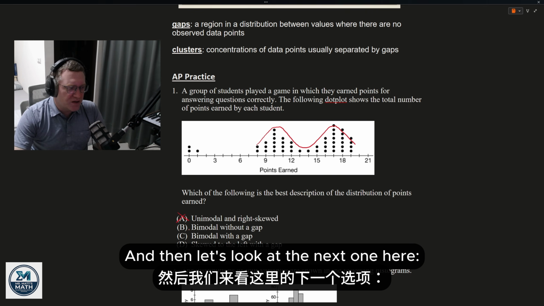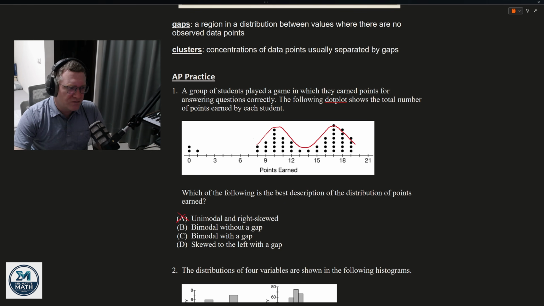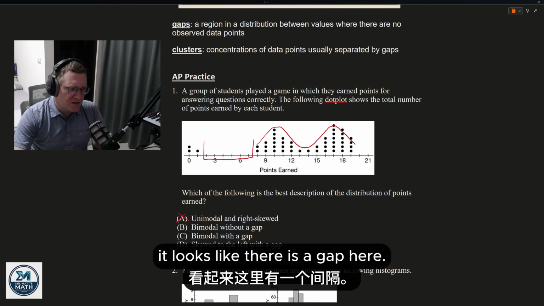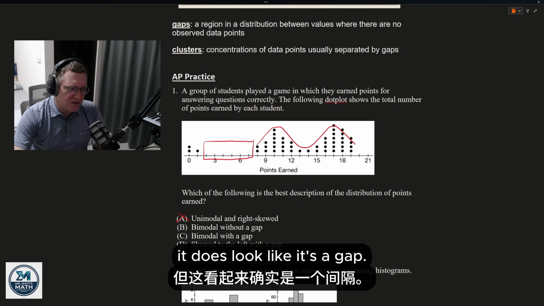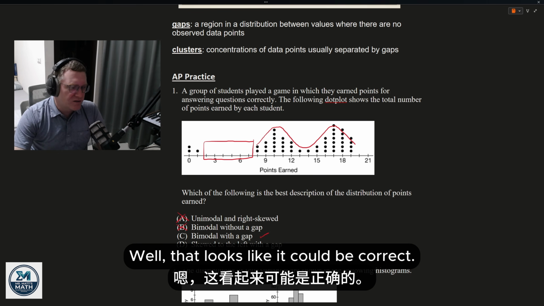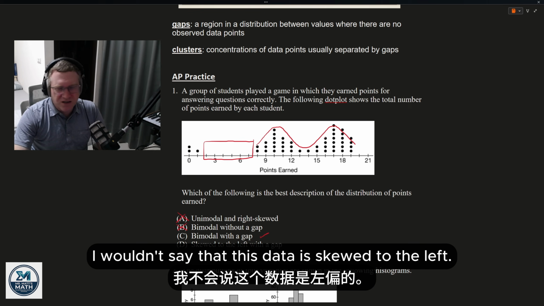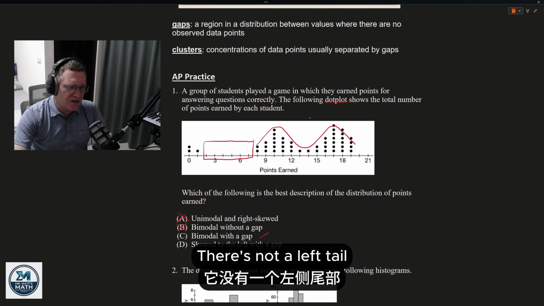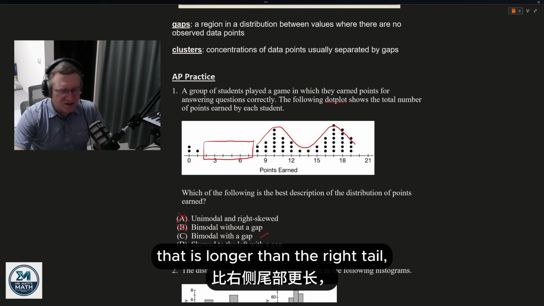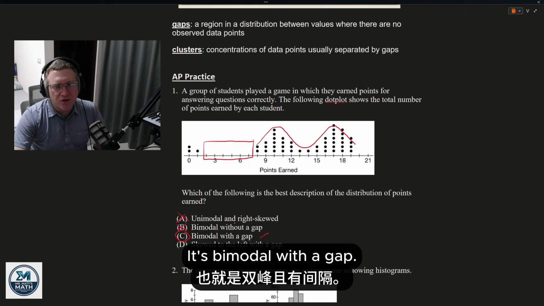And then let's look at the next one here. Bimodal without a gap. Well, it looks like there is a gap here. Even though this is bimodal, it does look like it's a gap. So we're going to get rid of that. Bimodal with a gap, well, that looks like it could be correct. And then skewed to the left with a gap. Well, I wouldn't say that this data is skewed to the left. There's not a left tail that is longer than the right tail or anything like that. So our answer for this problem is going to be C. It's bimodal with a gap.